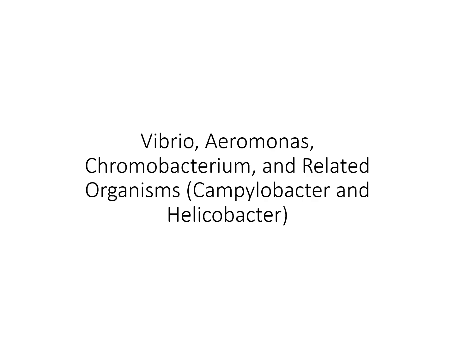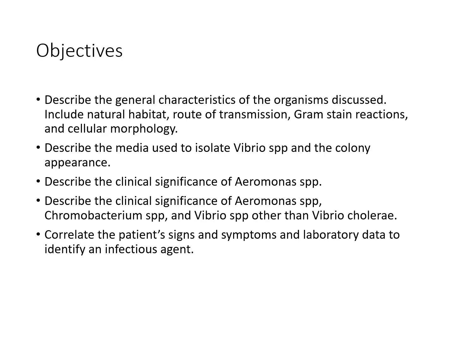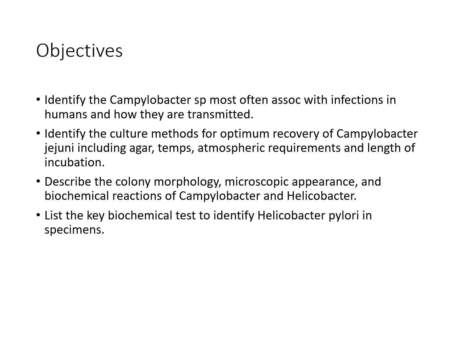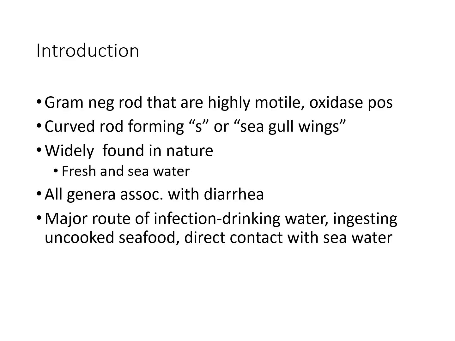Vibrio, Aeromonas, Chromobacterium, and other related organisms like Campylobacter and Helicobacter. These are gram-negative rods, and for the shape, they're usually a curved rod, often described as forming an S shape or resembling seagull wings. For motility, these are highly motile and oxidase positive. For habitat, they are found widely in nature and present in freshwater and seawater. For clinical relevance, all genera within this group are associated with diarrheal illness.